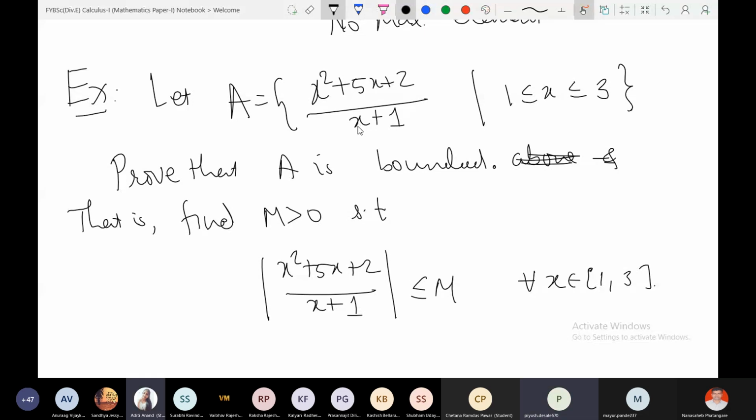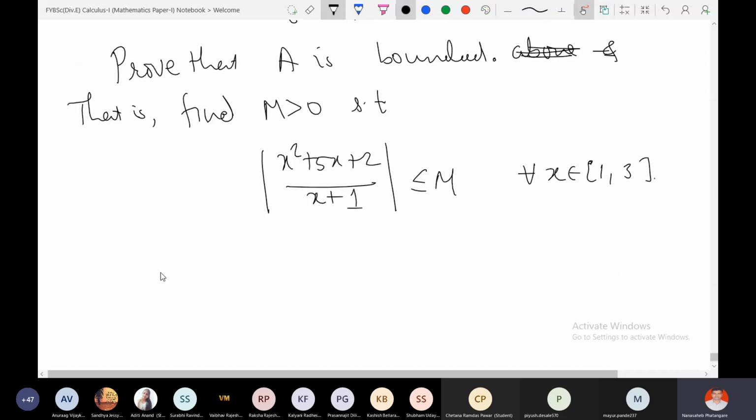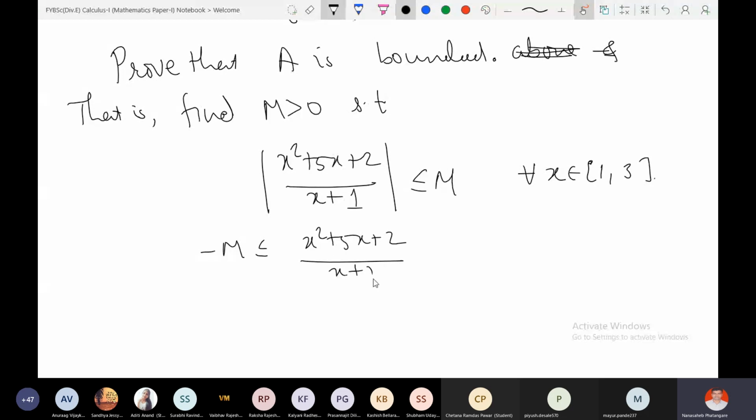Yes, sir. So if you can find some number m, whatever it may be, a larger number or doesn't matter, if you can produce such a number m for which the absolute value is less than or equal to m, then ultimately minus m is less than or equal to (x square plus 5x plus 2) upon (x plus 1), which is less than or equal to m for all x in [1, 3]. So if for every x this quantity lies between minus m and m, that means m will be an upper bound and minus m will be a lower bound.